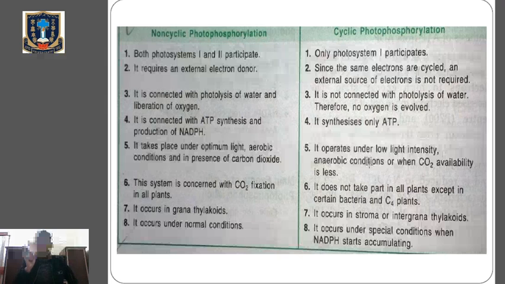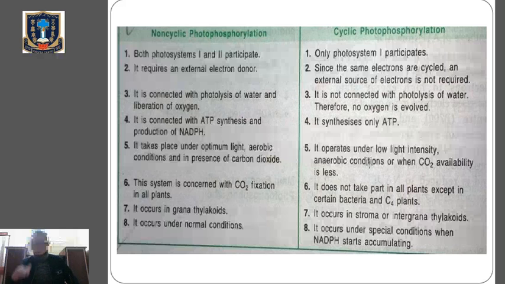Non-cyclic is connected with ATP synthesis and production of NADPH, but in cyclic there is only formation of ATP, there is no formation of NADPH. Non-cyclic takes place under optimum light, aerobic conditions and presence of carbon dioxide. Cyclic operates under low light intensity, under anaerobic conditions, or when carbon dioxide availability is less. Sixth point: non-cyclic is concerned with carbon dioxide fixation in all plants, whereas cyclic does not take part in all plants except in certain bacteria and C4 plants.